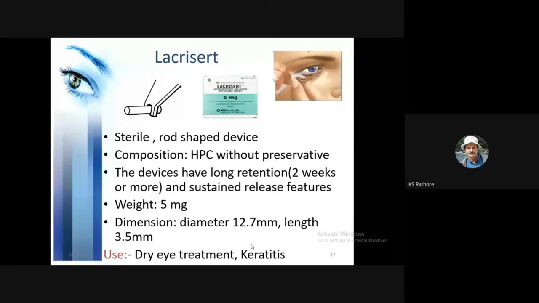Lacrisert, these are sterile rod-shaped devices. Composition is hydroxypropyl cellulose without preservative. And these devices have long retention, means for 2 weeks or more, we use this kind of Lacrisert. And they provide sustained release features. Their weight is 5 milligram, their dimension is 12.7 by 3.5 mm, and these are used for dry eye treatment, keratitis.